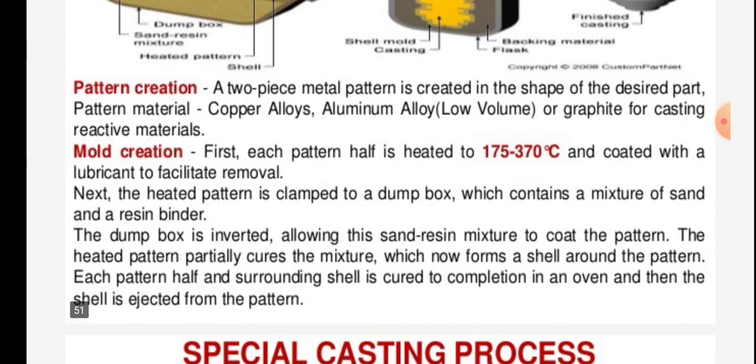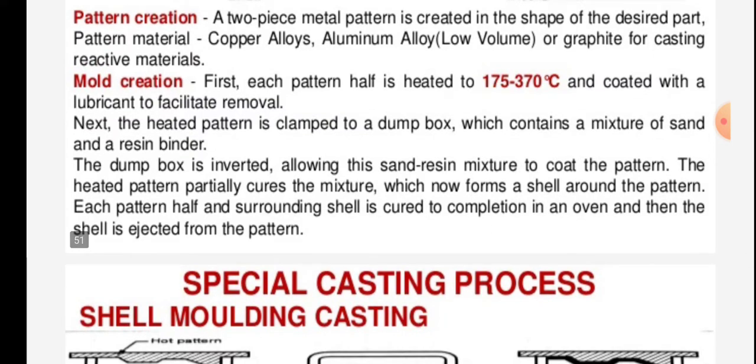Pattern creation. A two-piece metal pattern is created in the shape of the desired part. Pattern material is copper alloys, aluminum alloy, or graphite for casting reactive materials.